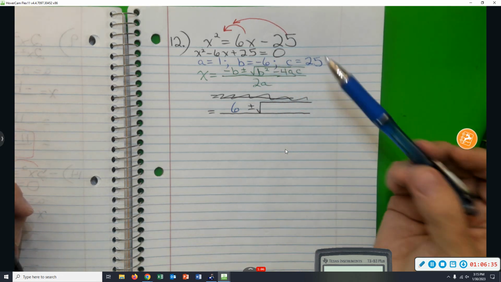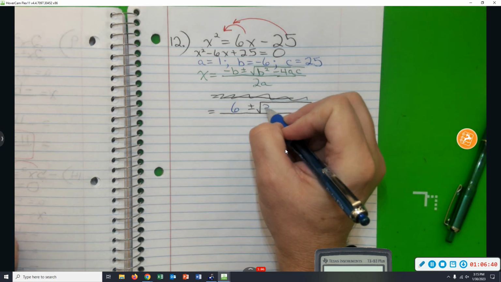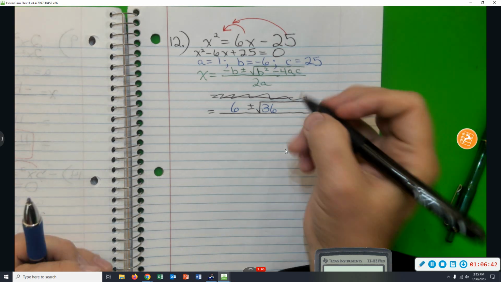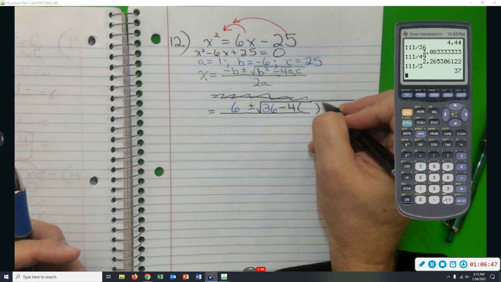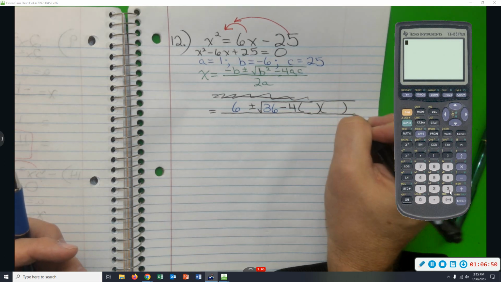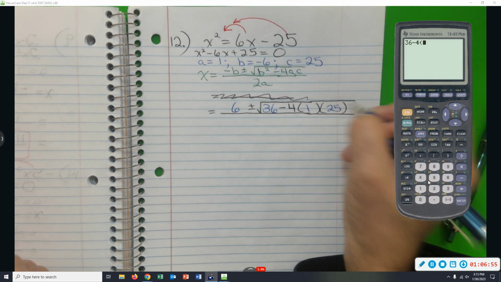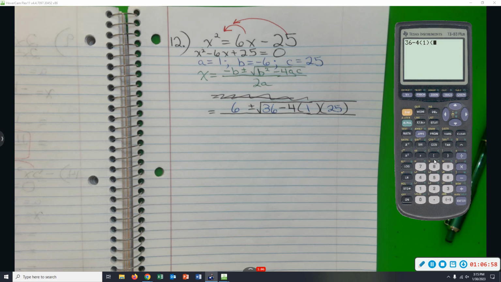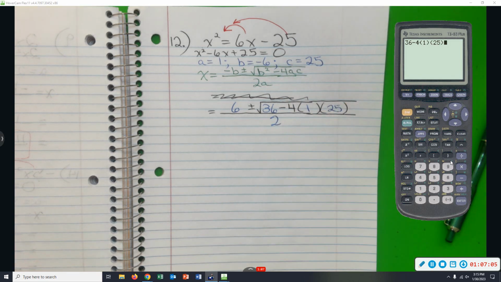B squared, negative 6 times negative 6 gives me 36. And then we have a minus 4 times A times C, 1 and 25. All over 2 times A, 2 times 1 is 2.